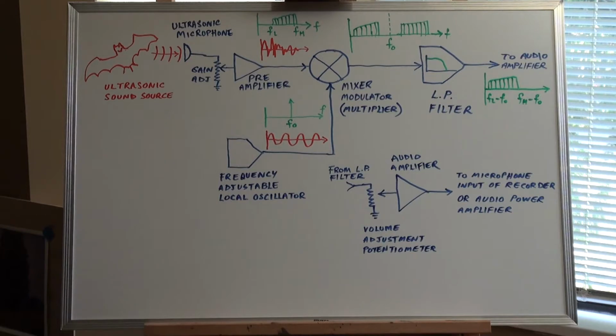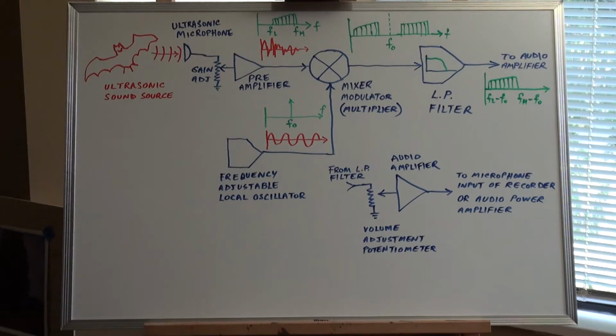Now, in the ultrasonic frequencies of 60 kilohertz or higher, it's questionable whether the sound can actually travel from the bat to a microphone if it's more than a few feet away. It generally gets absorbed in the air. We need a preamplifier with a gain adjustment.